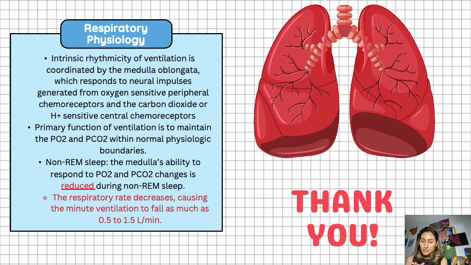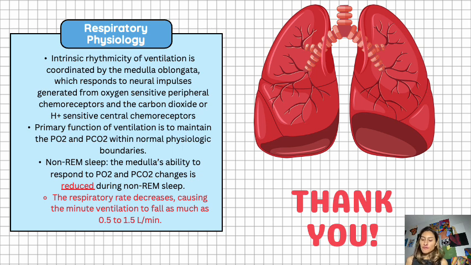Although the precise mechanism is not known, the medulla's ability to respond to PO2 and PCO2 changes is reduced during non-REM sleep. This is especially true in regards to the medulla's ability to react to sudden changes in the PCO2 level. In non-REM sleep, the respiratory rate decreases, causing the minute ventilation to fall as much as 0.5 to 1.5 liters per minute.